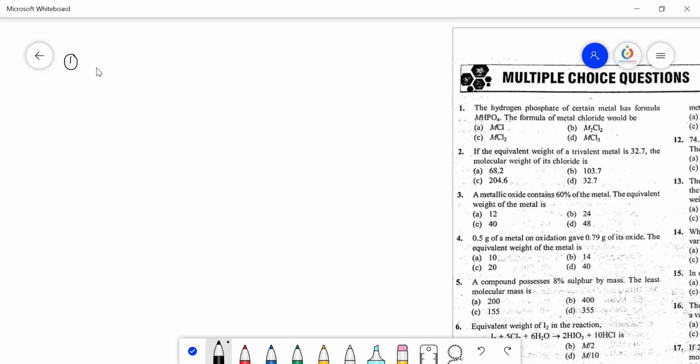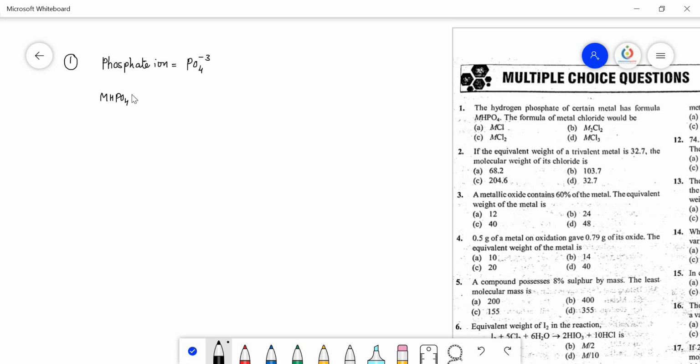MHPO4, they said. First of all, phosphate formula, let us see. Phosphate ion formula PO4 minus 3. So this PO4 needs 3 positive charges to neutralize this minus 3 charge. Okay. And here HPO4 is given.